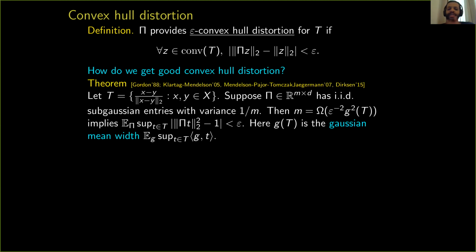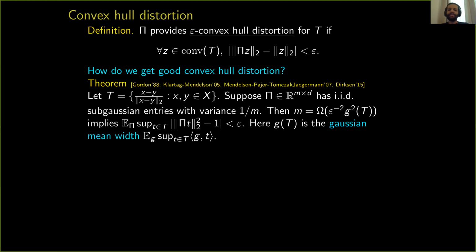Now, how do we get good convex hull distortion? Basically, there's a theorem that says, let's say that you have a set of vectors capital X, and you want to preserve all distances within capital X up to 1 plus epsilon. That's basically the JL setup. You forget about terminal now. You just want to preserve capital X. So you can set capital T to be the set of all normalized difference vectors in capital X. So if you preserve all norms in T multiplicatively, that implies that you preserve all distances in capital X.